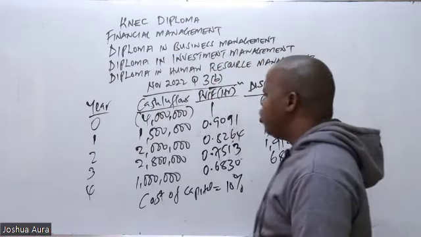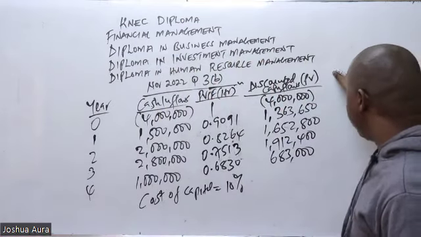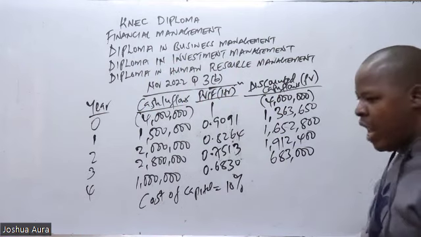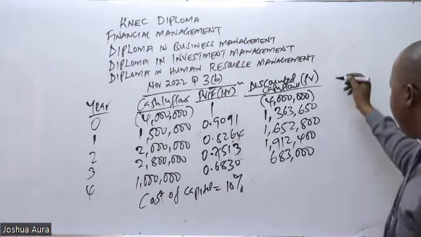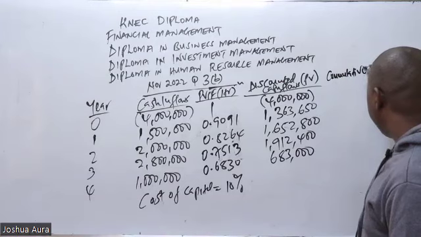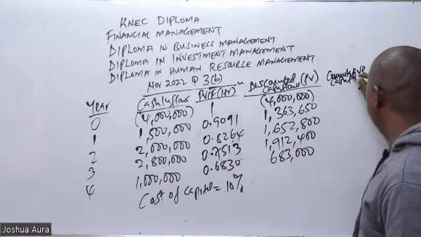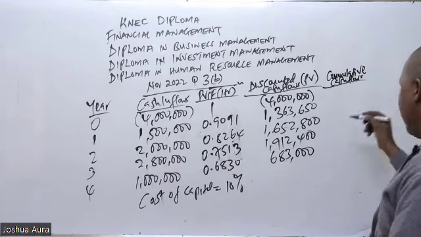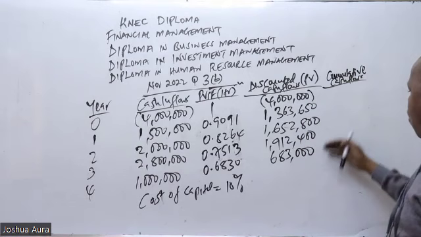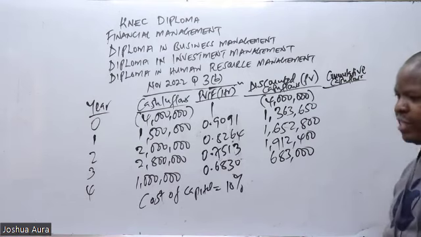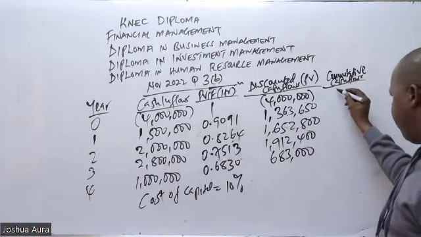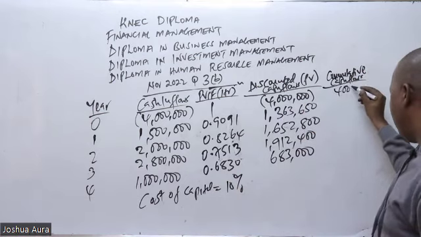So we will have to introduce a cumulative cash flows column. Let us write cumulative cash flows. So what is our first figure? Our first figure will be minus 4 million.